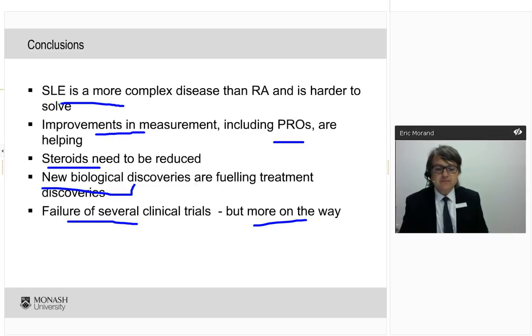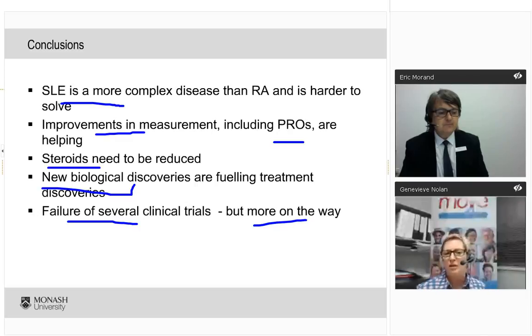Eric, I'll just chip in there. I have a question. You mentioned earlier that referral to a specialist is probably best to really confirm a diagnosis of lupus. If you were a GP, at what point or what signs and symptoms would make you think, time for a referral, and this person may have lupus?